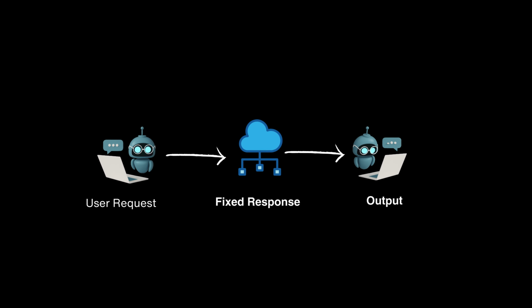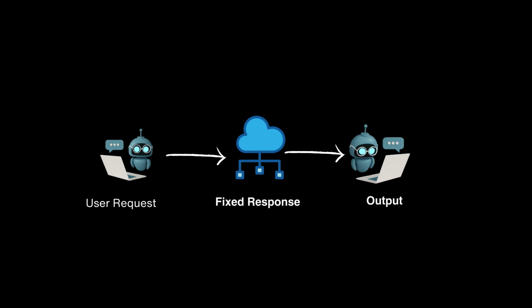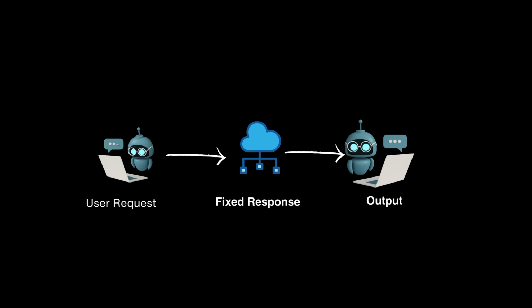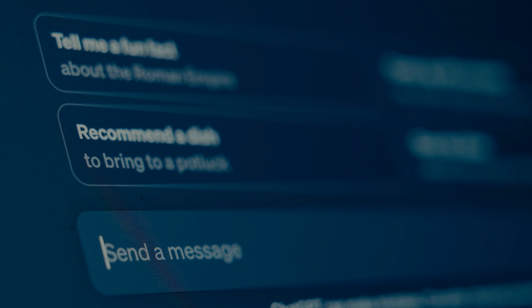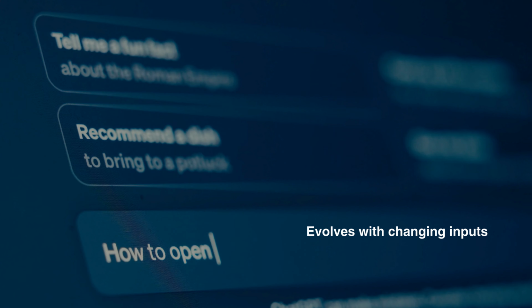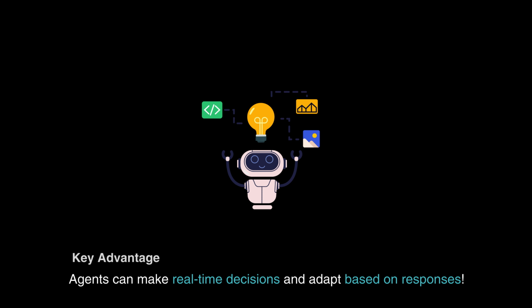Traditional API calls are a predefined set of API calls. No reasoning, just a request and a response. They have limited flexibility. Instead of relying on predefined function mappings, agentic AI can decide which function to call based on the nature of the request and context it perceives. The decision is dynamic and evolves with changing inputs. The key advantage here is agents can make real time decisions and adapt based on responses.